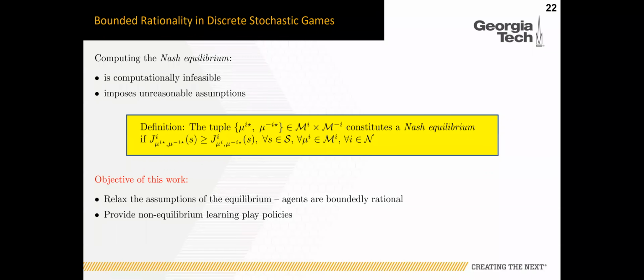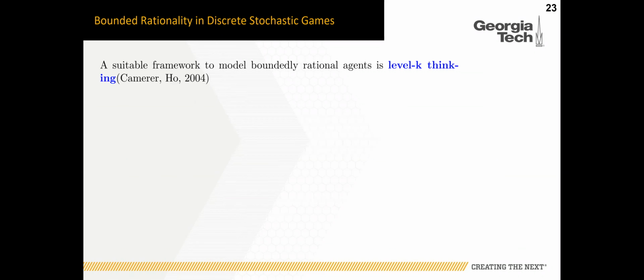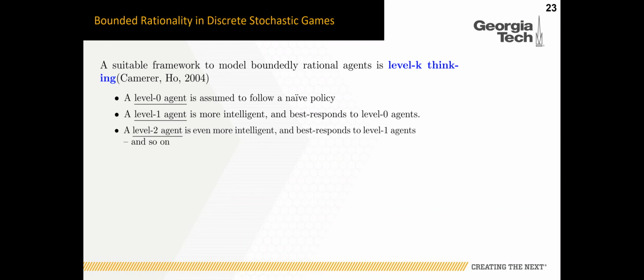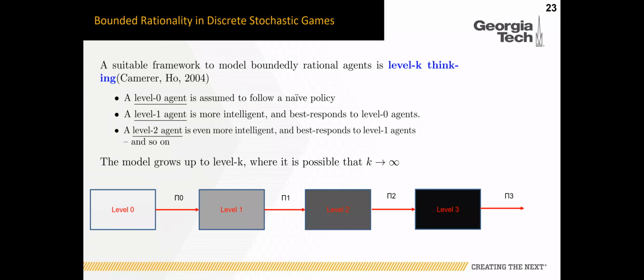So what we want to do here is use bounded rationality to relax the assumptions of the equilibrium, and then provide non-equilibrium learning play policies. Let's see how we can do that. This is also inspired by Camerer and Ho, where they developed level-K thinking, which I described before. Again, a level 0 agent, for those of you who want a reminder, is assumed to follow a naive policy. A level 1 agent is more intelligent and best responds to level 0. Level 2 best responds to level 1, and so on and so forth. And then, of course, this can go up to K infinity. Again, the same framework as before, but now we will apply it to stochastic games.